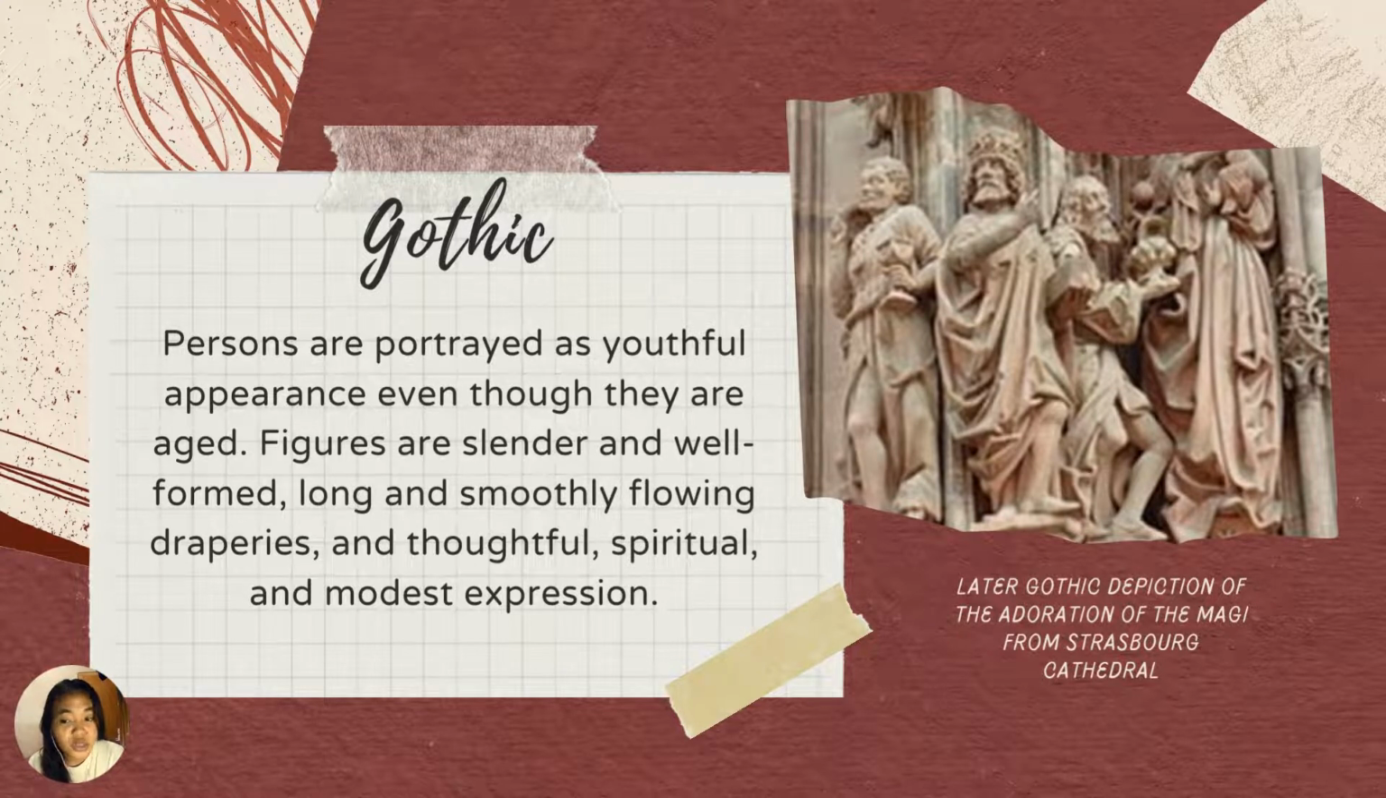Elaborate sculpture was used extensively to decorate the facades of these buildings. So, you can see these persons are portrayed with a youthful appearance even though they are aged. Figures are slender and well-formed, with long and smoothly flowing draperies, and thoughtful, spiritual, and modest expressions. So, that is an example.